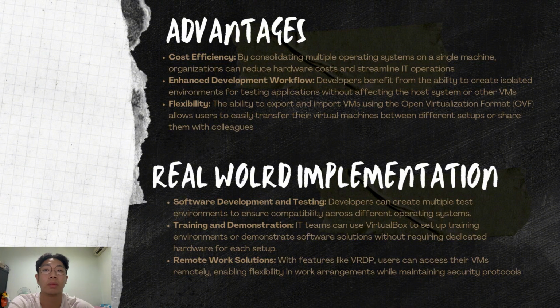And for the real implementation, software development and testing. Developers can create multiple test environments to ensure compatibility across different operating systems. Training and demonstration: IT can use VirtualBox to set up training environments or demonstrate software solutions without requiring dedicated hardware for each setup. And the last one is remote work solutions. With features like VRDP, users can access their VM remotely, enabling flexibility in work arrangements while maintaining security protocols.